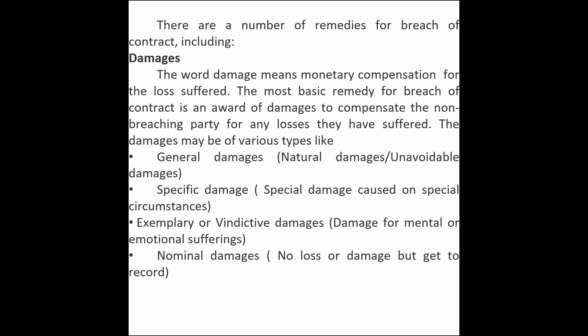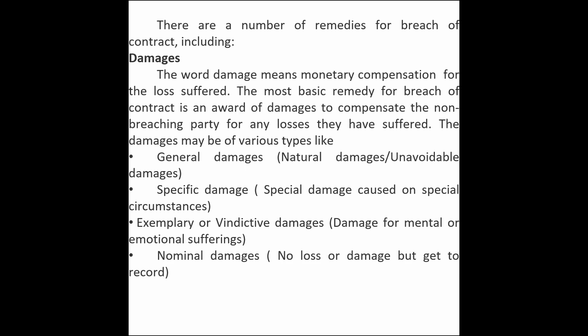Next, there are various types: general damage, specific damage, exemplary damage and nominal damage. General damage means natural damage which cannot be avoided. Specific damage is caused by special circumstances. If damage is caused due to some special circumstances, that is called specific damage.